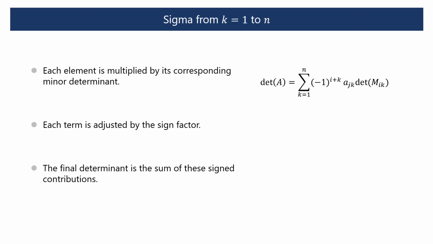In this context, the sigma notation sums the contributions of all elements in the chosen row or column. Specifically, each element is multiplied by its corresponding minor determinant, and each term is adjusted by the sign factor. The final determinant is the sum of these signed contributions. By choosing only one row or column, you completely determine the value of the determinant.